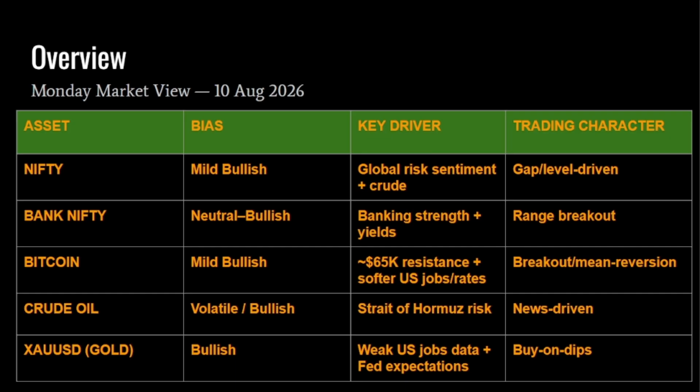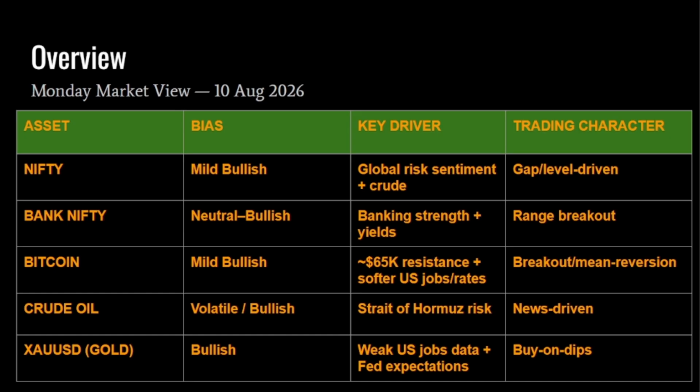For Bitcoin, the bias is mildly bullish, with major focus around the $65,000 resistance level. Softer US jobs data and interest rate expectations are also important factors. For crude oil, the view is volatile to bullish, mainly because of the risk surrounding the Strait of Hormuz. So this is a market where news can create sudden movements.